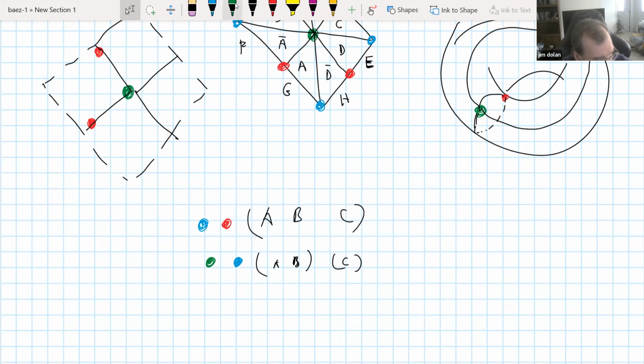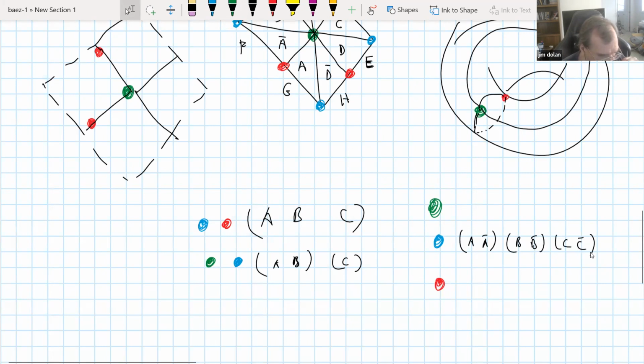I guess I'm not one of those people, so I'll go ahead and draw separately the green reflection, the blue reflection, and the red reflection, always just in cycle notation: A and A bar, B and B bar, C and C bar. And so green alone is the same as green, blue, blue. So that should be the same as A goes to B bar and B goes to A bar and C goes to C bar, I think.